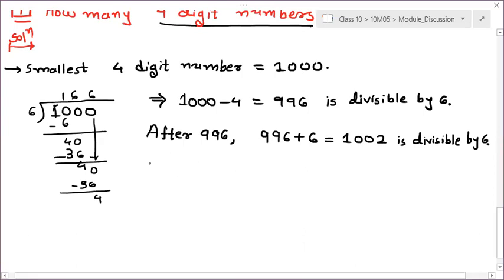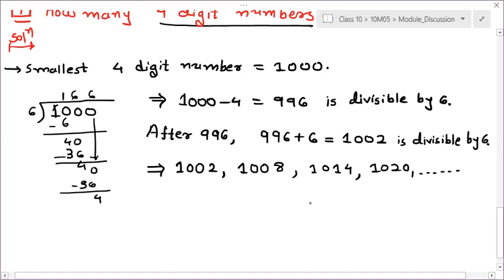Okay. So now this series will go on, right? We need to find all 4-digit numbers which are divisible by 6. So your smallest 4-digit number is 1002. After 1002, which number is divisible? 1008 or not? Just you need to add plus 6. After 1008, 1014 or not? 8 plus 6 is 14. Right. After 1014, 1020 or not? Please tell me. Right. Please type in chat box. Right. Just we need to add 6 or not. Right. In each and every term, just we need to add 6. Right. So these are all your 4-digit terms.